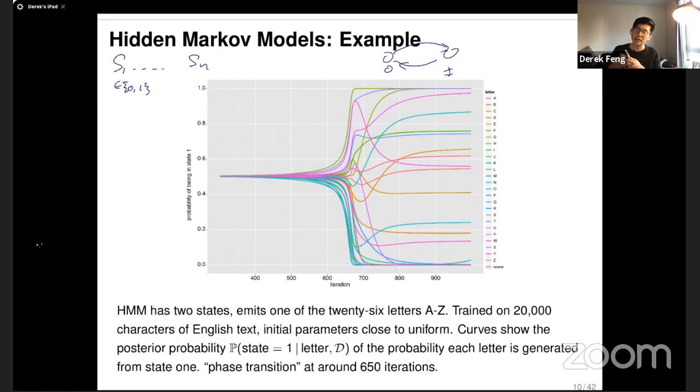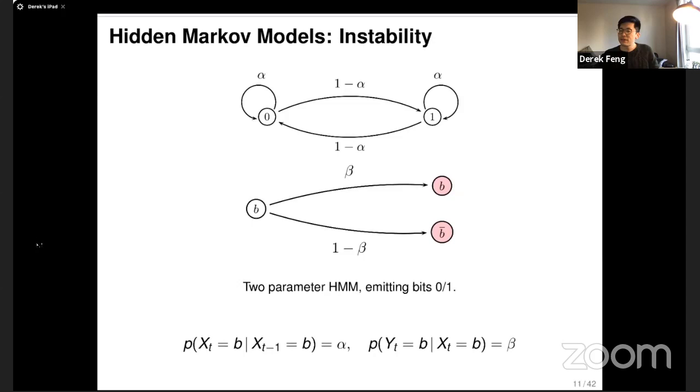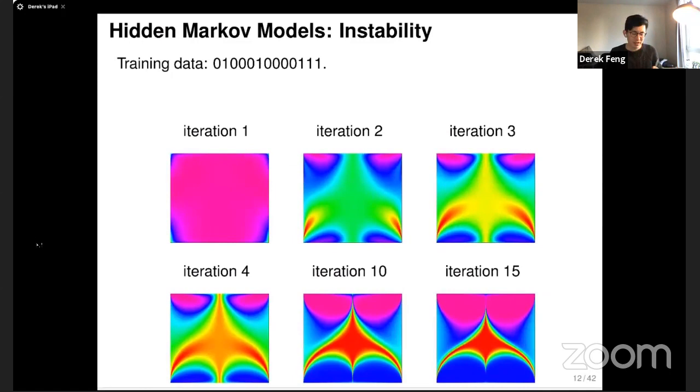The reality is that computation is actually very annoying to deal with here. I don't think I have time for this example, so I don't want to go through it. It's pretty contrived and a bit weird. Basically, the point is that hidden Markov models are extremely sensitive to initial conditions. Whenever we do these types of algorithms, you need some initial guess for your probabilities for everything, and then you move in some direction that fits your data. It turns out hidden Markov models are extremely sensitive to your initial conditions, which is not good. Generally speaking, you don't want that.